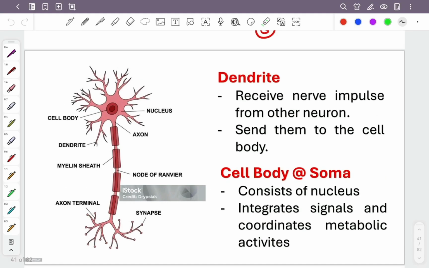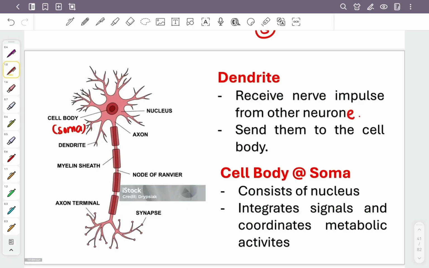Okay, now dendrite. Dendrite is this one. First you need to identify where your cell body is. Okay, if this is the cell body or what we call the soma, then the dendrite will be the branching out of the cell body. Understand? You can see this cell body has a lot of branching out, like a tree, like the shoots of a tree. So you can see a lot of branching out. So this is what we call dendrite. Okay? So what is the function of dendrite? Receive nerve impulses from other neurons. Okay.